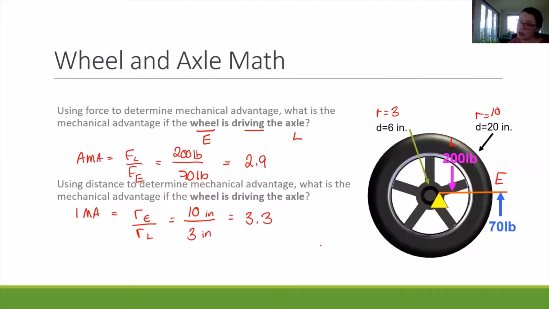Now I want to ask you the same question that we had on the other slide. I didn't have it typed in here. Is this a possible formula, a possible setup? Or do these forces and distances work if the wheel drives the axle? The answer to that is this is possible. Why? Well, the actual mechanical advantage is less than ideal.